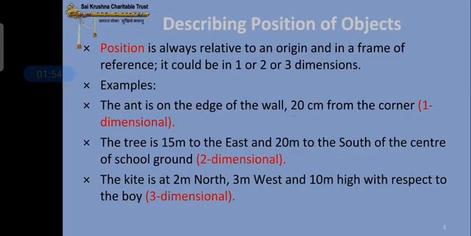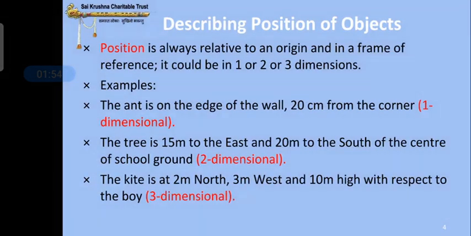So, describing position of objects. Position is always relative to an origin and in a frame of reference. It could be in 1 or 2 or 3 dimensions. So what do you mean by relative? Relative to an origin and in a frame of reference.